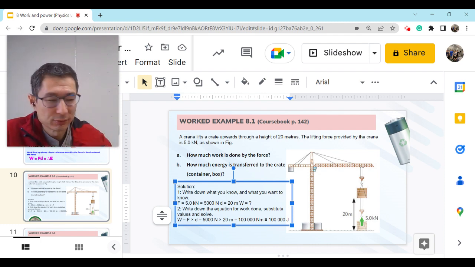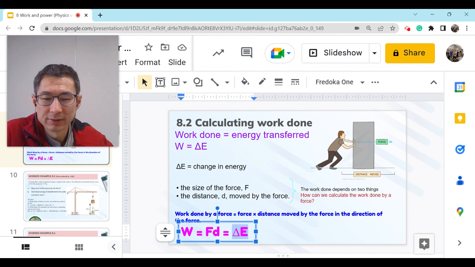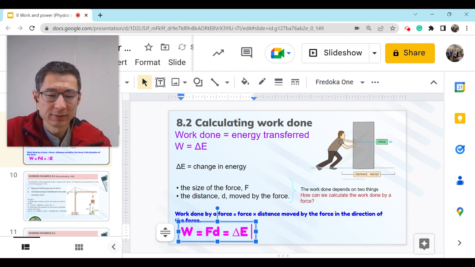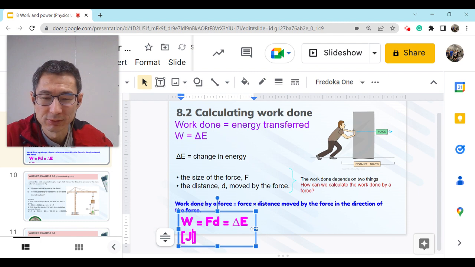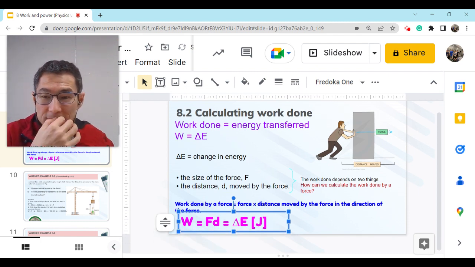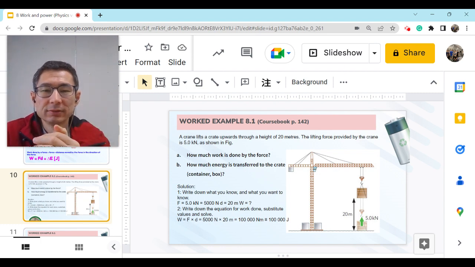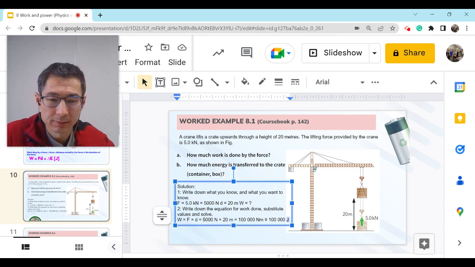energy transfer equals the work done, which is force times the distance. What's the unit of energy? It's joules, isn't it? So similarly, the unit of work done is a joule. Okay, pay attention.